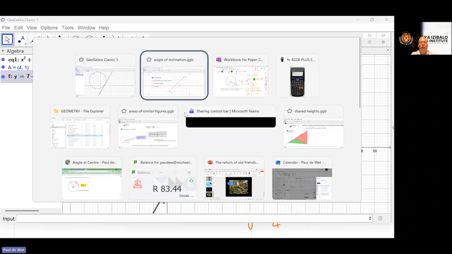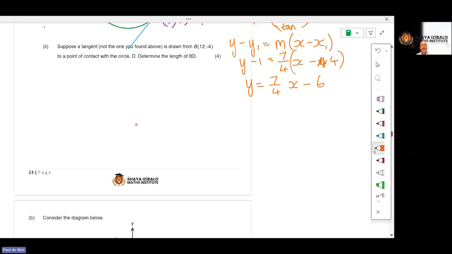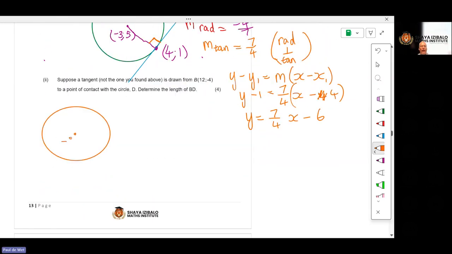Okay, right, next question. It now says, suppose a tangent is drawn from B, another point, to the point of contact with the circle. All right, so our center was -3, 5. And we've got another point way outside here. It's actually down here somewhere, 12, -4. And the question is, how long is the tangent? Now we've got a problem here because I don't know which tangent they mean. They want to find the length.